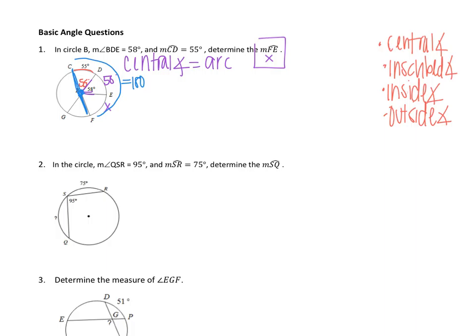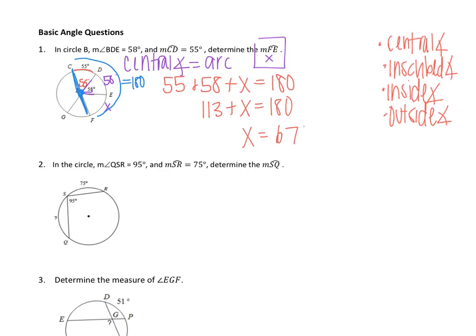So we can write ourselves an equation to solve for x. We have 55 plus 58 plus x equals 180. Go ahead and start solving. So I found the measure of arc FE to be 67 degrees.